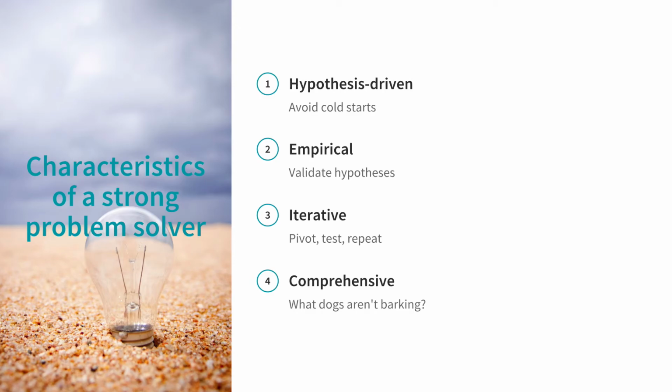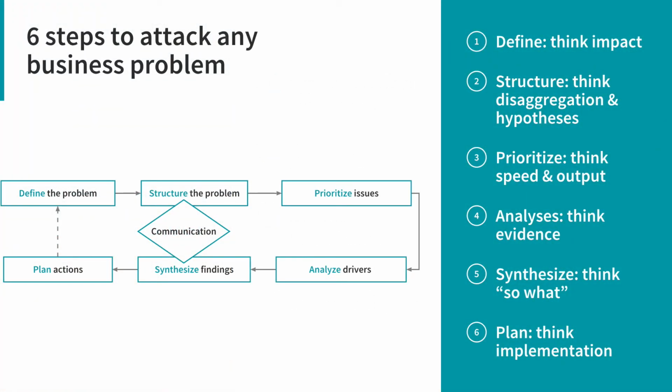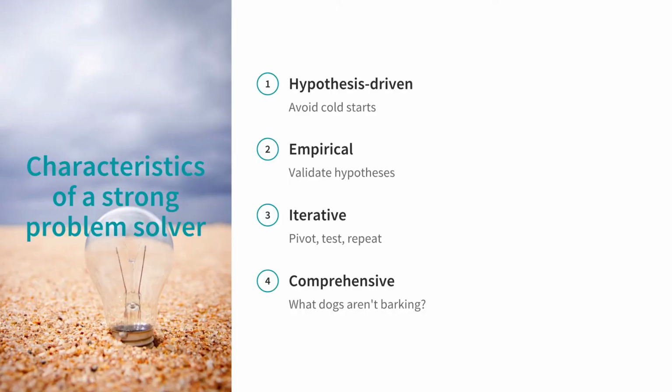And then finally, you want to ask yourself always throughout this entire process of 6 steps, the question of what dogs aren't barking. Number 4 here on this slide. Meaning, have I thought about everything? Or are there other dogs that I'm not aware of just because they're not barking yet, but they're there? So ask yourself that.